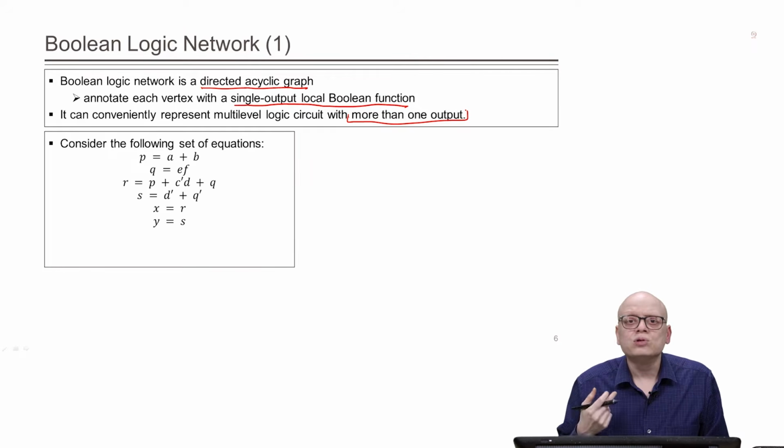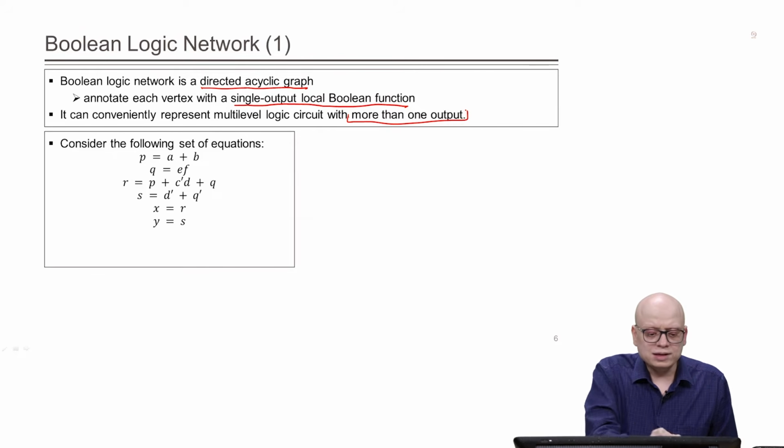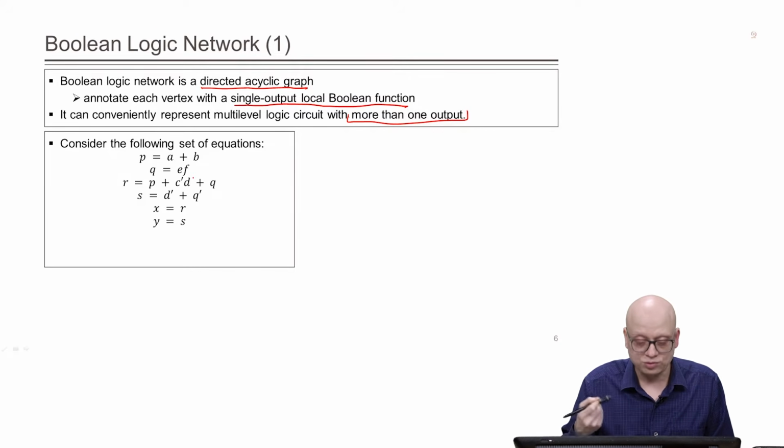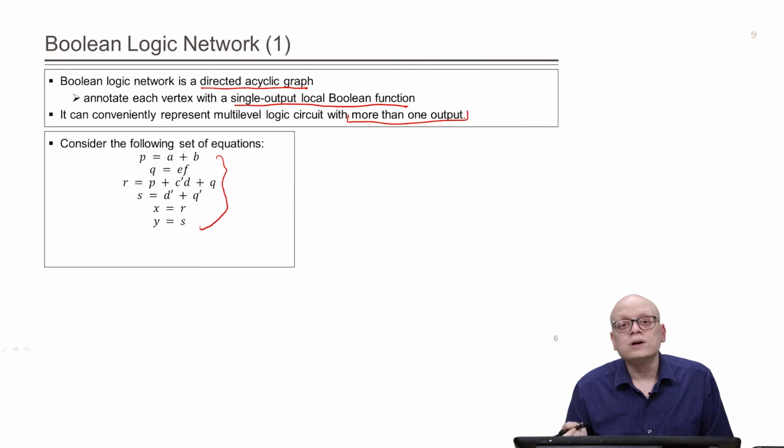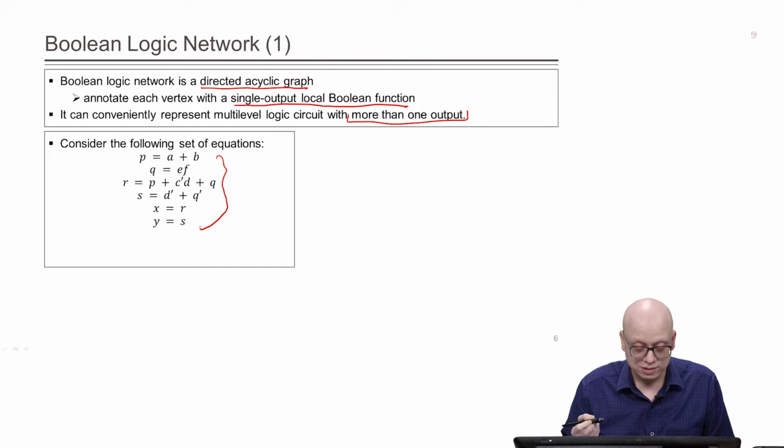Now, let us look into what a Boolean logic network is. Let us take an example. Suppose we are given a set of equations, that is P is equal to A plus B, Q is equal to E F and so on, right. So, these are a set of Boolean equations, right.